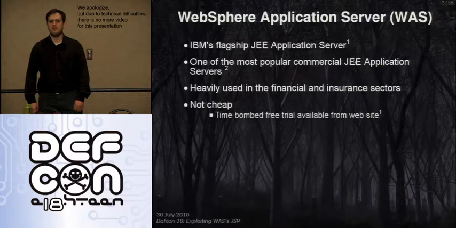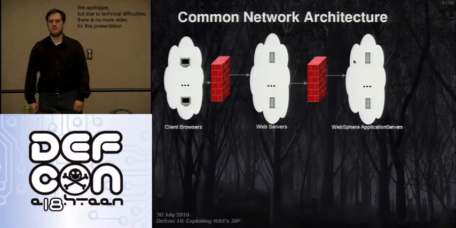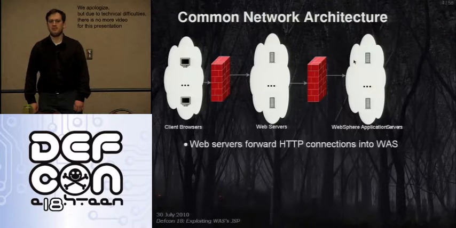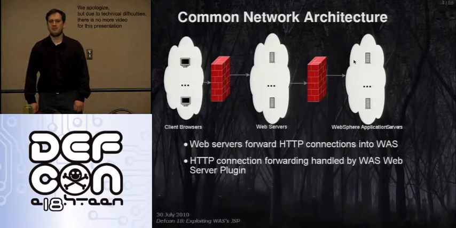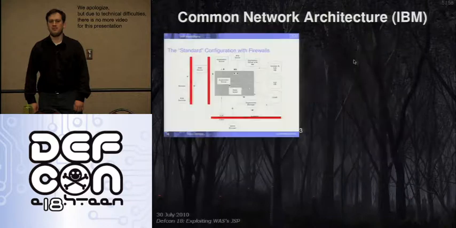So anyway, here we have the common network architecture that you usually see in a WAS deployment. You have the client browsers obviously on the internet that then connect through a firewall to your web servers, and those web servers then redirect through the WAS web server plugin into the actual application servers. This is done with an HTTP connection that is handled by the web server plugin. First of all, this is the common architecture as IBM shows it.